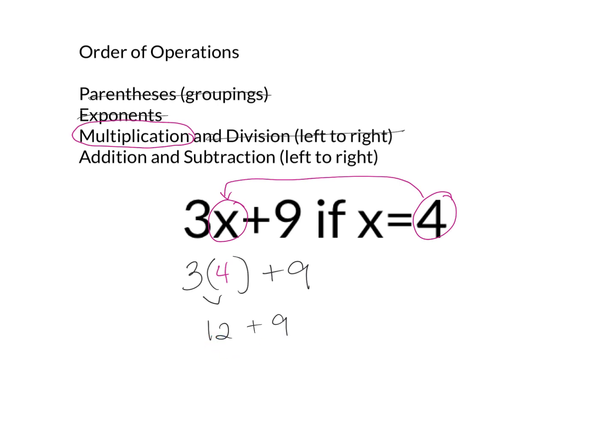All right, then I have 12 plus 9, so that's addition. So I'm going to do that addition. I don't have any subtraction, so I'm not going to worry about that. So then 12 plus 9 is going to give me 21. And that's my answer. The value of 3x plus 9 when x equals 4 is 21.